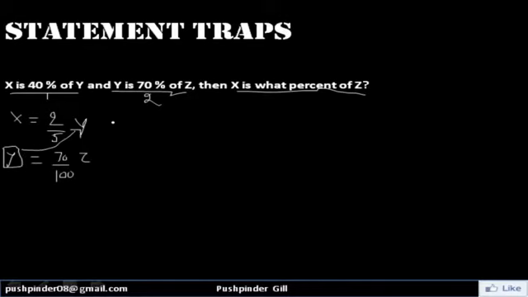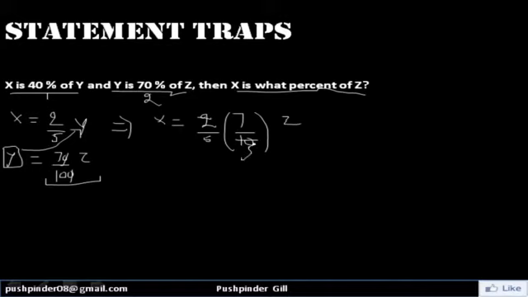So I can easily calculate the relationship between x and z. So x is equal to 2 by 5 of y. Instead of y, I'm going to write the value of y. 2 by 5 into 7 by 10 z, right? Let me just cut the zeros over here so it's simple for us. So this gets multiplied by 5. So x is equal to 7 by 25 z. So now we have this to us.